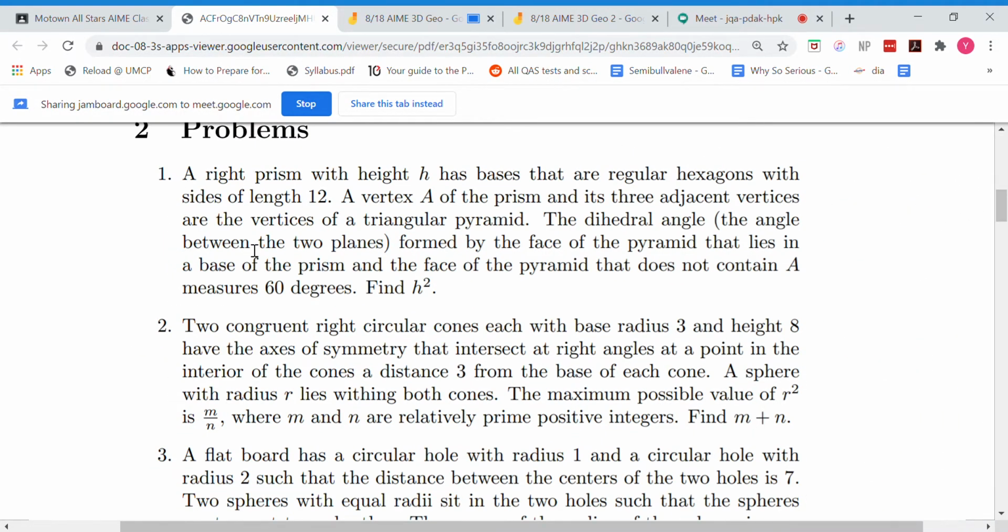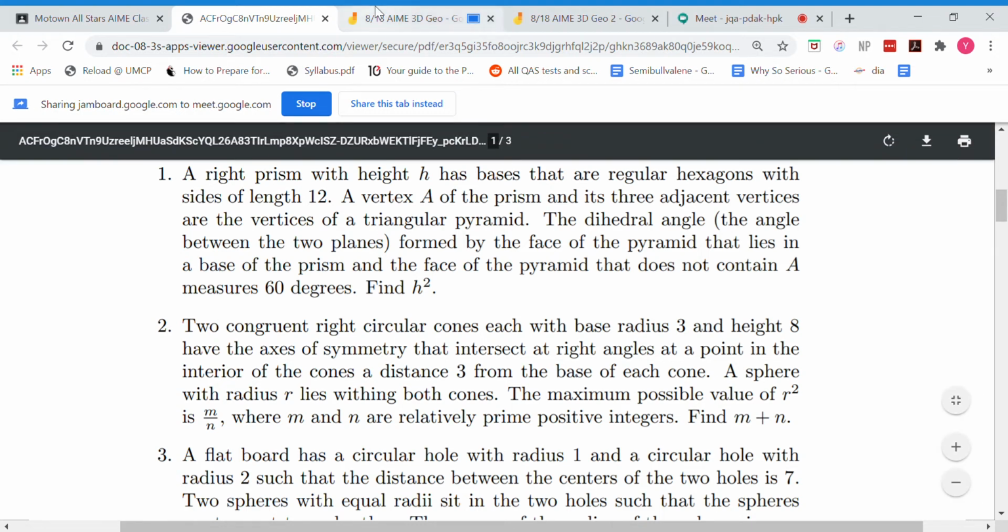So in problem 2, we have two congruent right circular cones, each with a base radius 3 and height 8, that have axes of symmetry that intersect at right angles at a point in the interior of the cones, a distance 3 from the base. Now we want to find the maximum size of a sphere that can fit inside both cones.